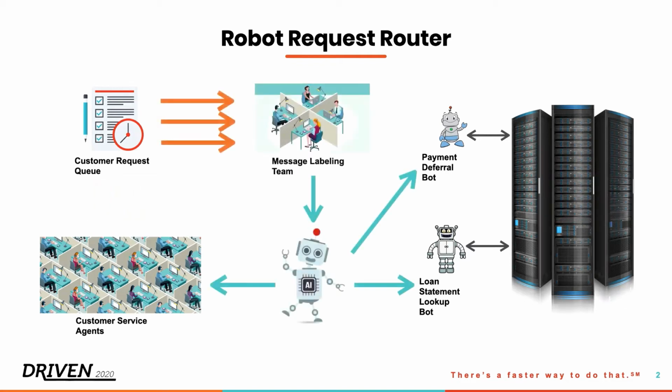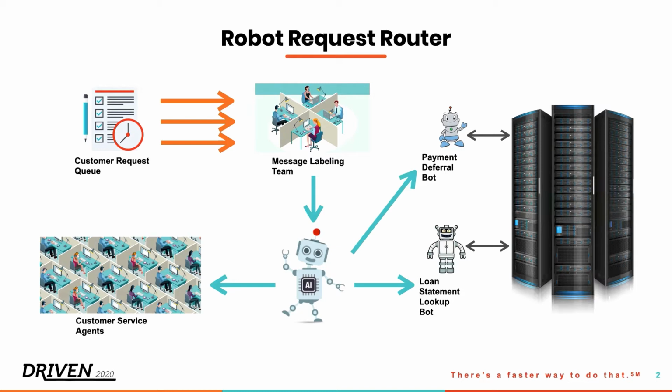So what we've done is we're diverting messages from the secure messaging queue and routing them through our robot request router. And the robot request router actually uses artificial intelligence, more specifically natural language processing and machine learning, to classify this unstructured text and extract the relevant pieces of data from the messages.